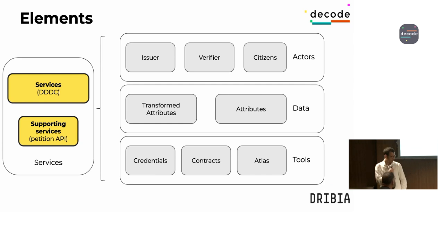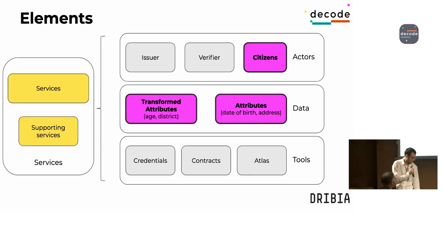So these are the different elements involved in the process of the app. We have the services, which could be the DDC platform, the DASIDIN platform, or Barcelona Now. Then you have supporting services, which, for example, would be the petition API. Then you have actors, data, and tools. You have the citizens, who have their own phone with the app. They have attributes, which can be split in two: the fundamental attributes, like date of birth or your exact address, and then transform attributes that can be derived from the other ones, like your age, being of age, or district, for example.